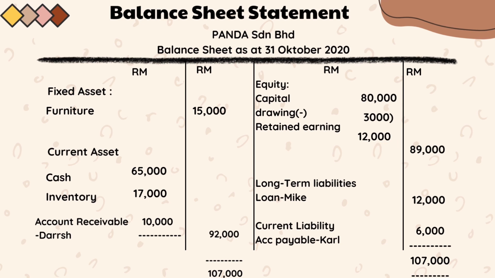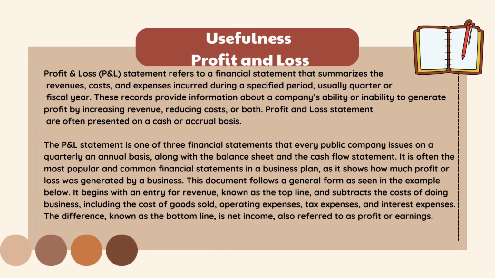Long-term liability is loan, that is 12,000. Current liability is accounts payable, that is 6,000. Total is 107,000. Usefulness of profit and loss.